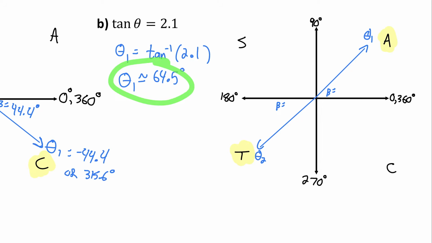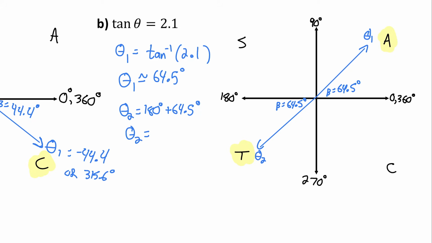Now the answer the calculator gives you is always the principal angle, the angle from the initial arm to the terminal arm. In quadrant 1, that principal angle is also equal to the reference angle. So the reference angle I know is equal to 64.5. I can place that 64.5 as a reference angle in quadrant 3, and then calculate angle 2 by going 180 plus that 64.5. So angle 2, 180 plus 64.5. Angle 2 is about 244.5 degrees. So those are the two angles that have a tan ratio of 2.1. You can check them. You'll get answers very close to 2.1, but we've rounded, so they'll be a bit off.